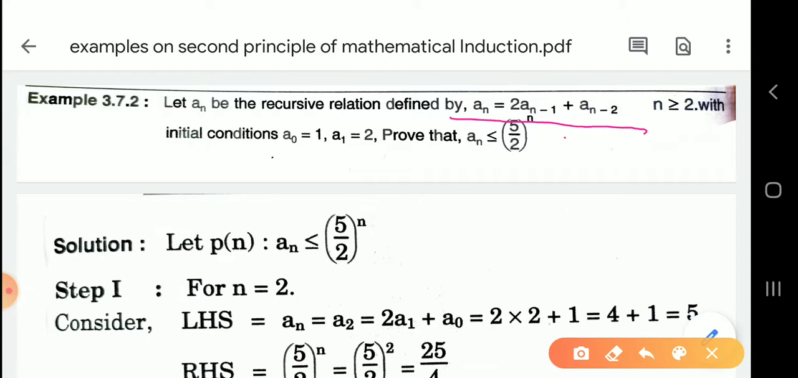Here we substitute the value of n as 2. So we get a2 is equal to 2a1 plus a0. In our initial conditions, we have been given that the value of a1 is 2 and the value of a0 is 1. So 2 into 2 plus 1, that means 5. So our LHS is 5.